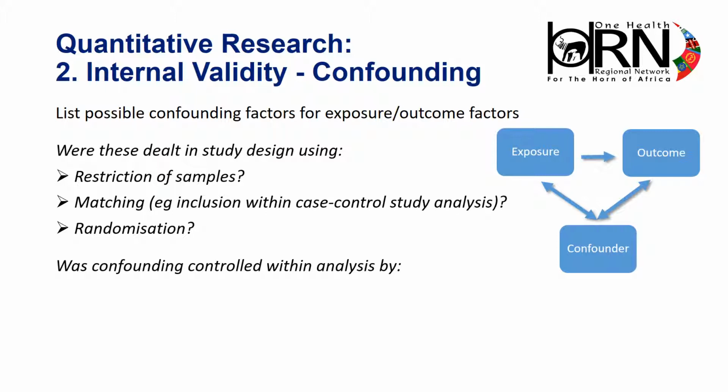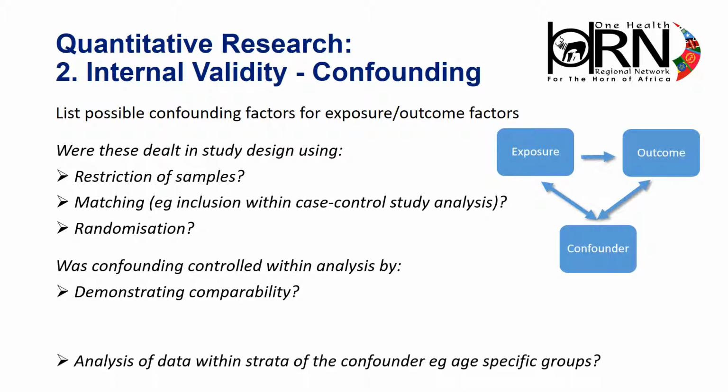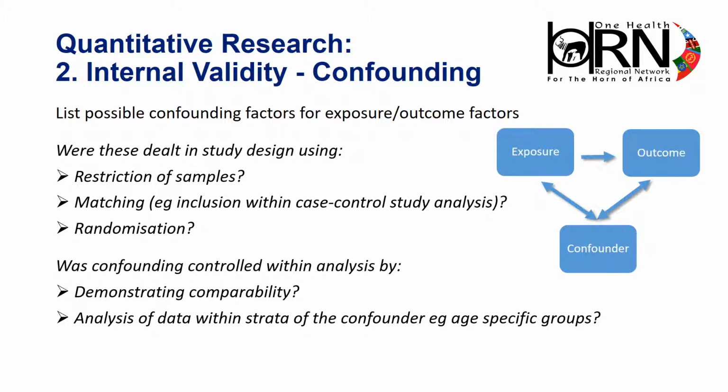At the analysis stage, was confounding controlled within analysis by demonstrated comparability? For example, the potential confounder is equally distributed amongst the exposed and non-exposed groups in a randomized trial or cohort study, or amongst the exposed and non-exposed controls in a case-controlled study. Or analyzing data in strata of the confounder, for example age-specific groups, or adjusting for the confounder using a variety of statistical techniques, for example multiple linear or logistic regression modeling.